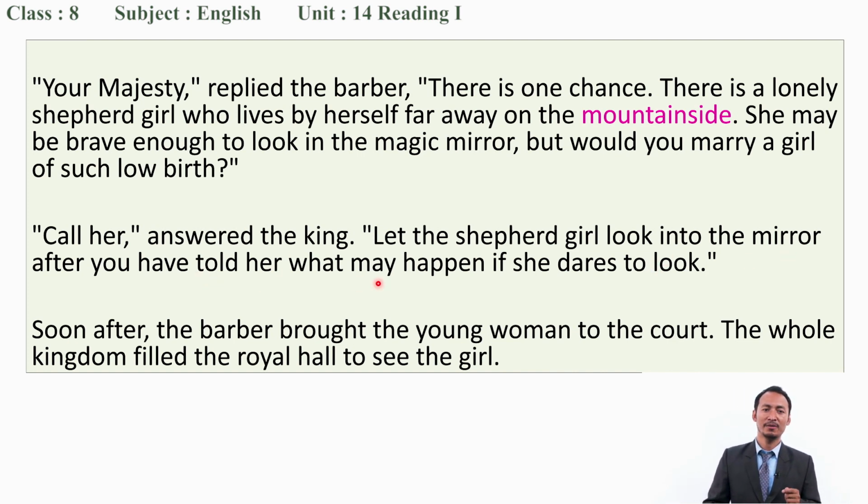After you have told her what may happen if she dares to look. If she dares, if she is brave enough to look in the mirror, then I will say yes.